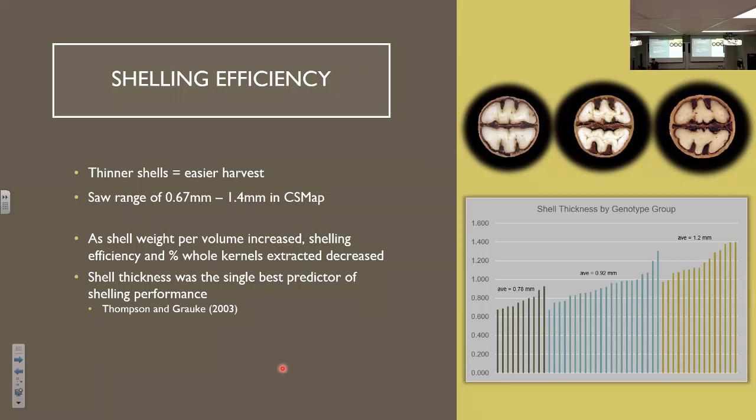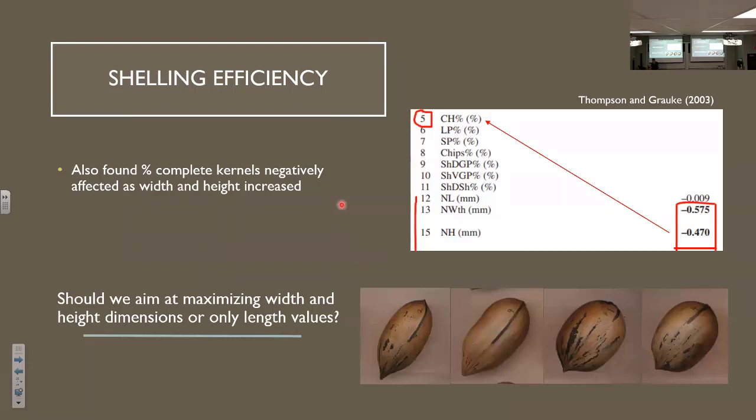And it's been pointed to in other studies, as Dr. Thompson and Dr. Grauke, who were two scientists out at the pecan breeding station in the past, found in a nut quality study that as the shell thickness increased in pecan, the shelling efficiency and the percentage of whole kernels that were able to be extracted decreased, and that shell thickness was the single best predictor of shelling performance overall.